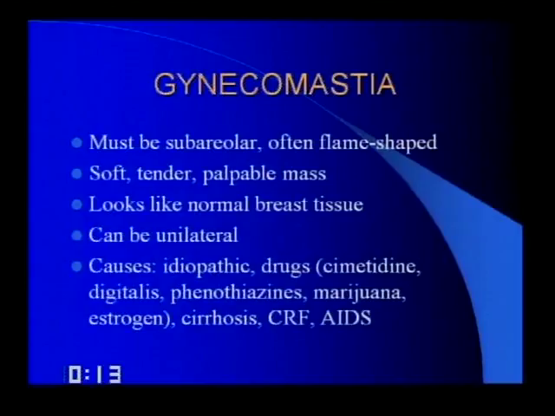It's subareolar, often flame-shaped. It can be soft, tender, or palpable. And right now at the University of Chicago, we probably do 3 male patients a week, most of them with palpable masses, and the vast majority of them are gynecomastia. It looks like normal breast tissue in a female. It can be unilateral and asymmetric. It's usually idiopathic. There are like 100 drugs that can cause it. Here are some examples, including marijuana, cirrhosis of the liver, chronic renal failure, and AIDS. And these are the types of patients that we typically see that come in with gynecomastia.